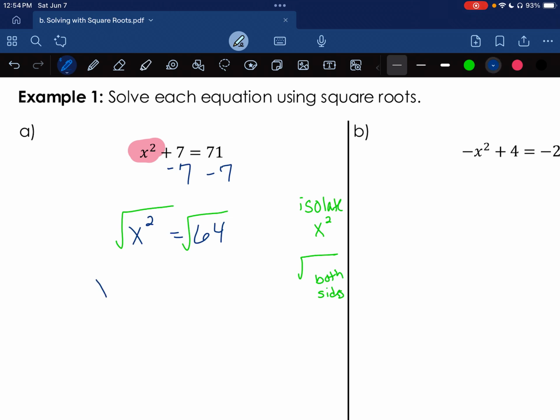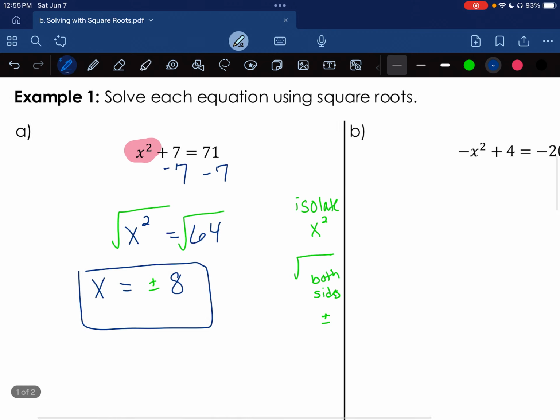So I'm going to end up with x over here because the squaring and square rooting cancel. They're inverse operations. Then over here, I'm going to have plus or minus 8 because I took the square root of 64. Now, of course, I'm not neglecting that plus or minus, because it could have been positive 8, but it also could have been negative 8. And there we have it. We solved our first quadratic with square roots. Nice job. Okie dokie.